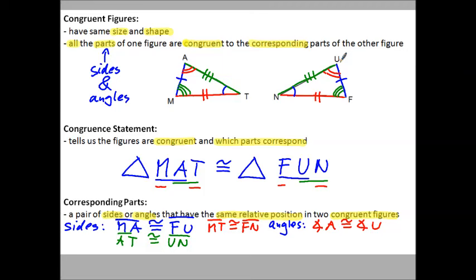Let's move to angle M. Angle M is congruent to angle F. And angle T is congruent to angle N. Let's see how we can apply these concepts to some examples.